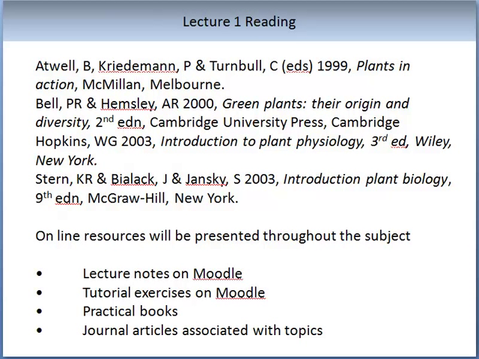In the past, some students have struggled with the Taiz and Zeiger recommended textbook. If you are finding that this is the case, a good alternative is the Atwell, Kriedemann and Turnbull text written in 1999, Plants in Action. Another text you may find useful is the Bell and Hemsley 2000 Green Plants: Their Origin and Diversity, or the Hopkins Introduction to Plant Physiology. Stern et al. in 2003 also gives a nice and simple introduction to plant physiology, which may aid in your overall understanding.